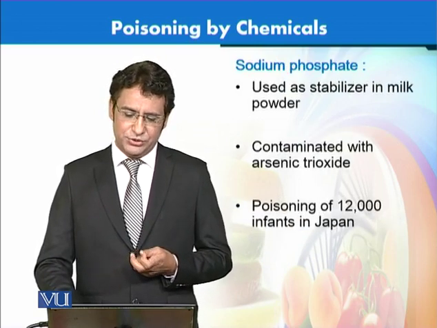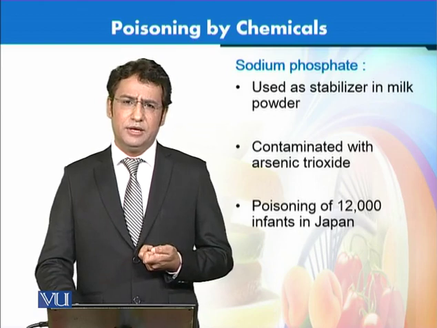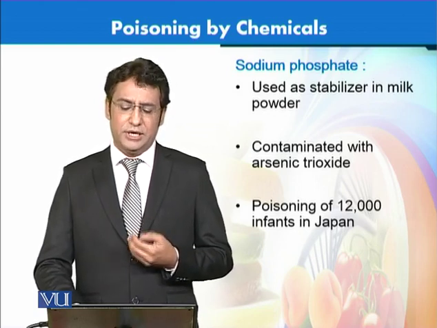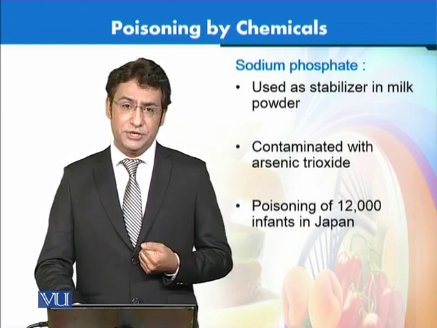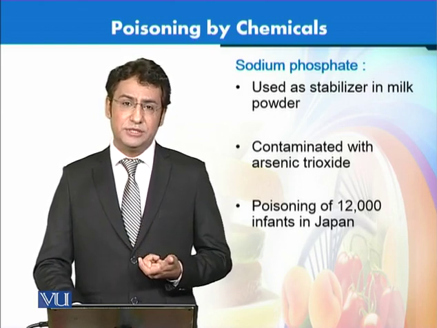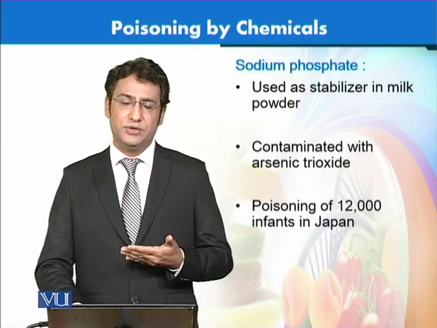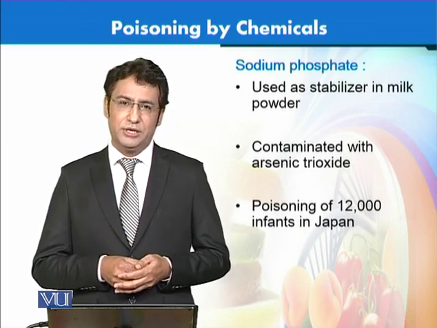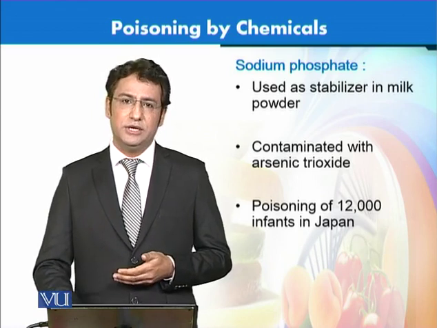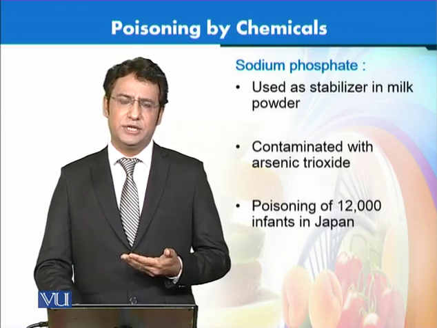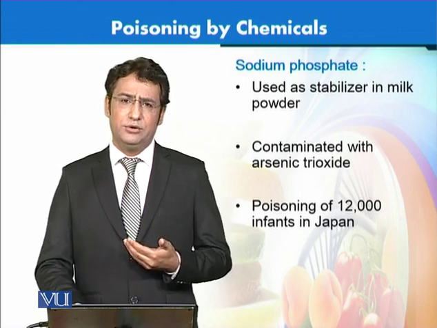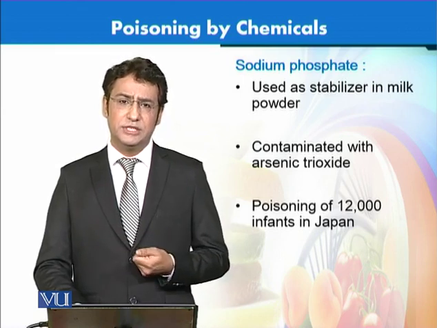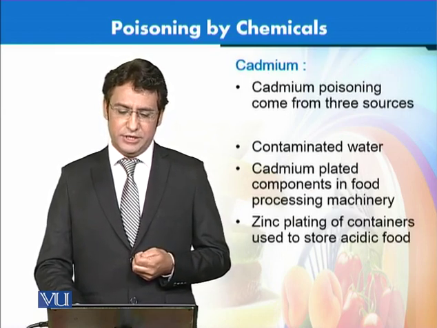Sodium phosphate is used as a stabilizer in milk. There was an incident in Japan where 12,000 people died, especially infants, because the sodium phosphate used as a milk additive was contaminated with arsenic trioxide. The increased level of arsenic in the final product led to the death of around 12,000 infants in Japan. That was a serious incident.